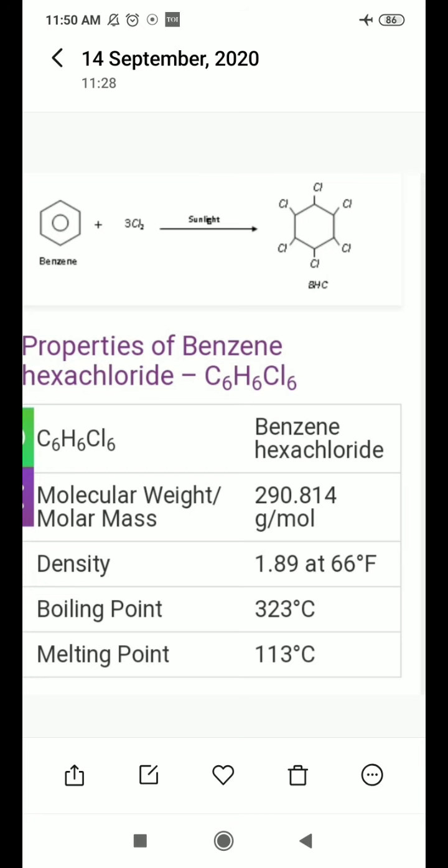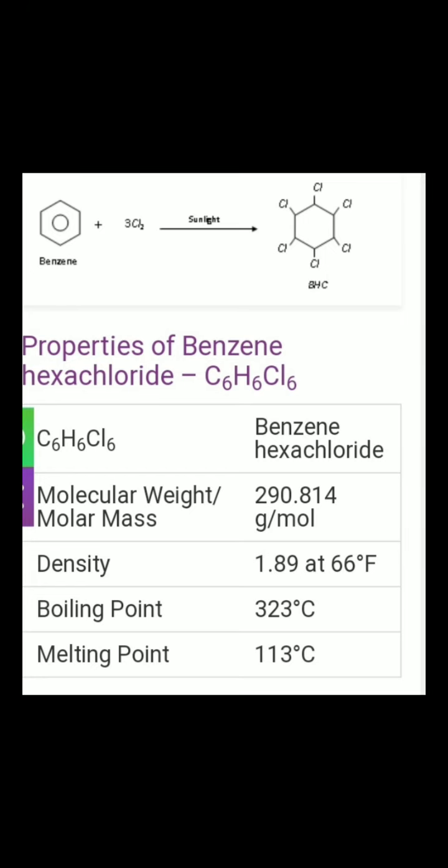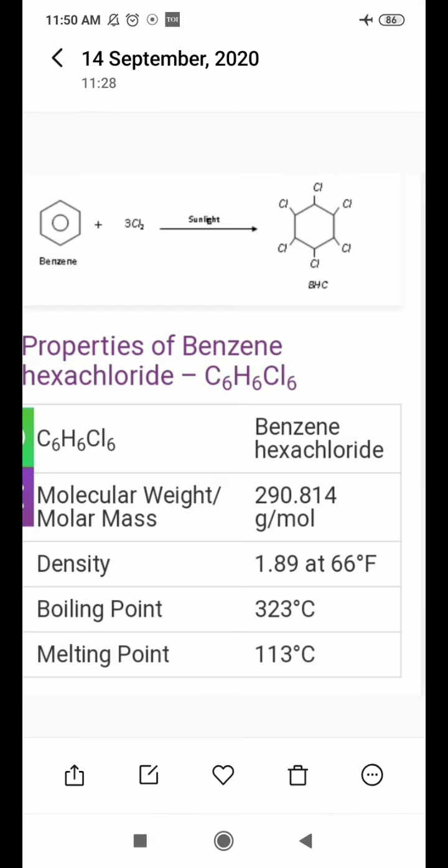Just keep in mind, BHC is not a benzene. This basic ring is cyclohexane, and every carbon atom is attached with a chlorine atom, which gives you, we can say, cyclohexane hexachloride. We can say cyclohexane hexachloride.